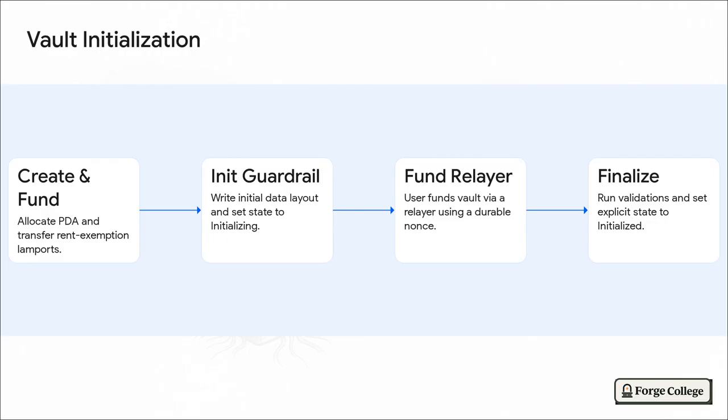Step 1, we create and reserve storage. This allocates the PDA and transfers the rent exemption lamports. And this step is synchronous. You want the signer present right now.